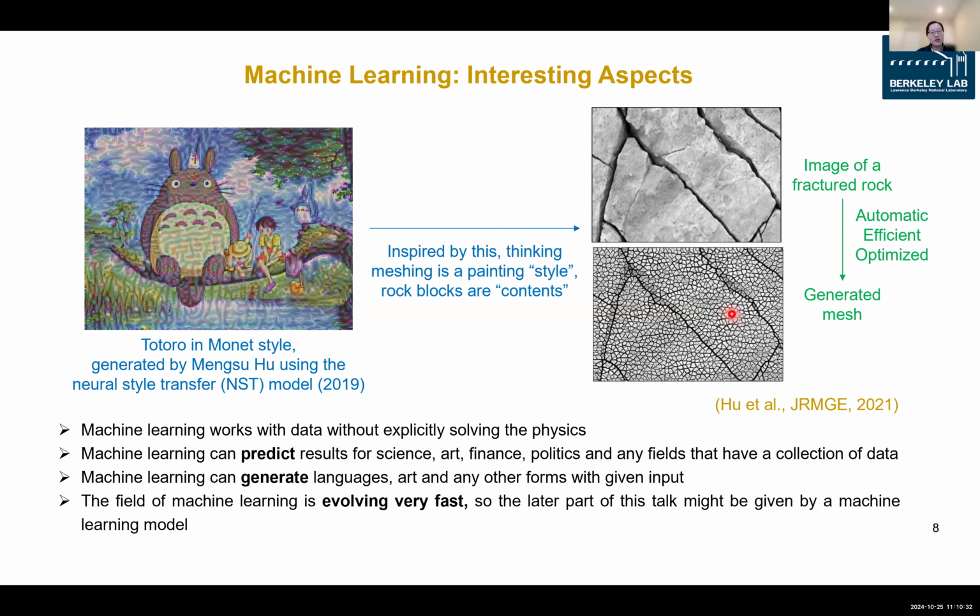Then the question to make machine learning useful is to understand it. It works with data without explicitly solving the physics. It can predict results for science, art, finance, politics, and any fields that have a collection of data. It can also generate languages, art, and other forms. And this field is fascinating, evolving very fast. So the later part of this talk could already be given by machine learning, by its capability to predict and generate.